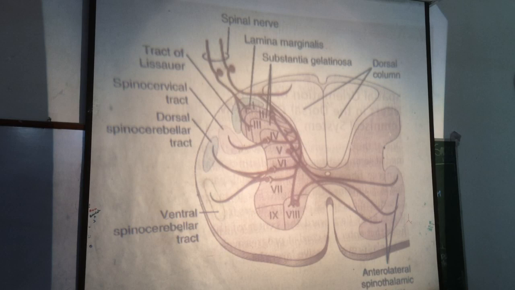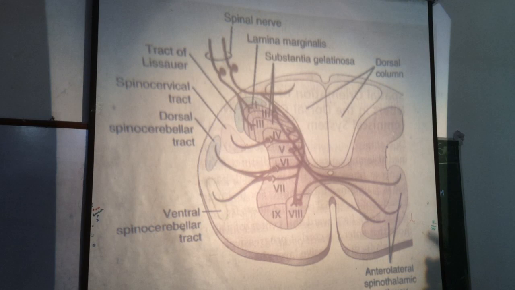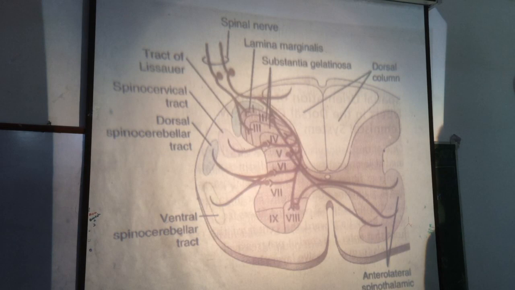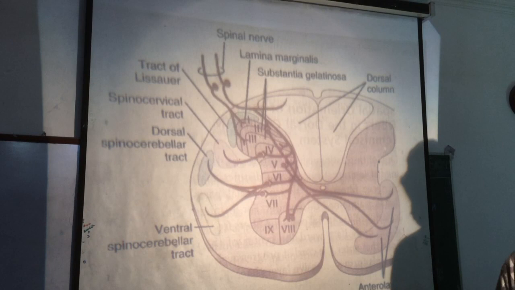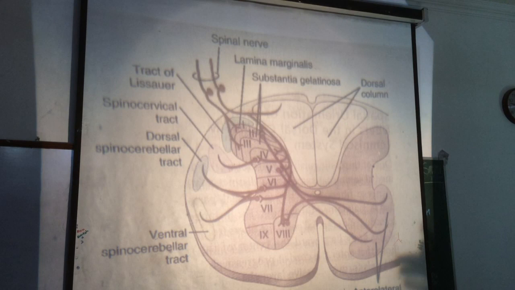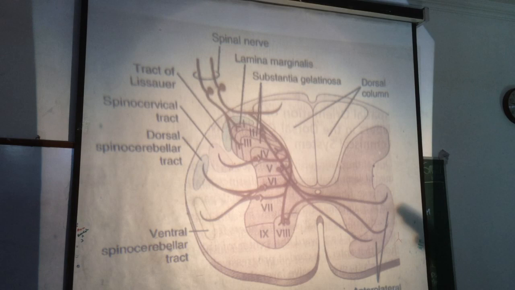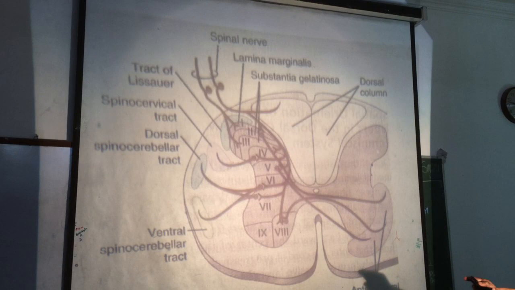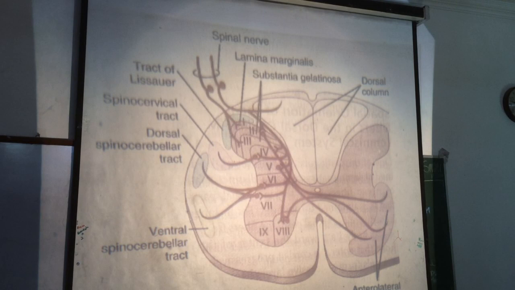Third order nerve fibers arise from VPL and VPM. These pass through the posterior limb of the internal capsule to terminate in the somatic sensory area of the cerebral cortex. So this is the pathway of the ventral spinothalamic tract, having three orders of neurons: first order, second order, and third order.